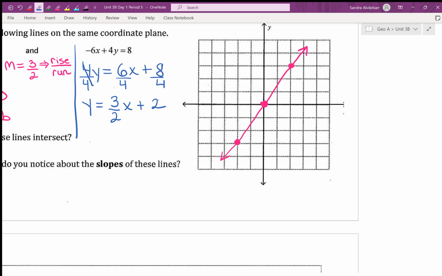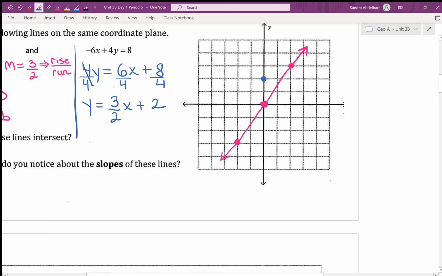2 where? Positive 2 on the right. On the right? What is the 2 called? Not the x-intercept, it's called the y-intercept. So I'm not starting 2 on the right. Where am I starting? 2 up, exactly. I'm starting 2 on the y-axis.